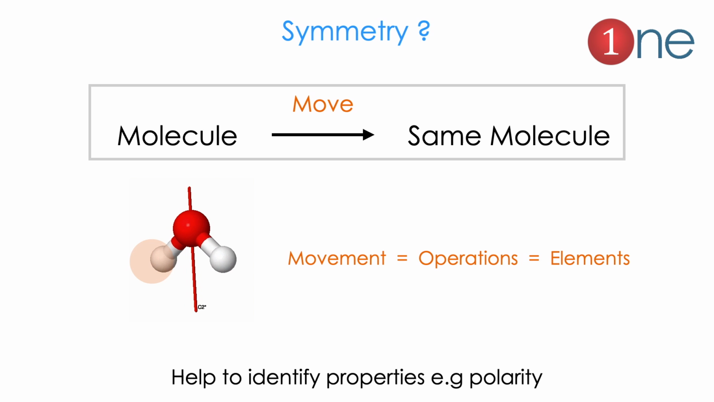At first let us see what is symmetry. Symmetry means you are moving a molecule to get the same molecule. The movement is called elements or even operations. Here from the animation you clearly see a water molecule. If you rotate it you will get the same molecule. What is the purpose of symmetry? Symmetry can help to identify properties such as polarity.